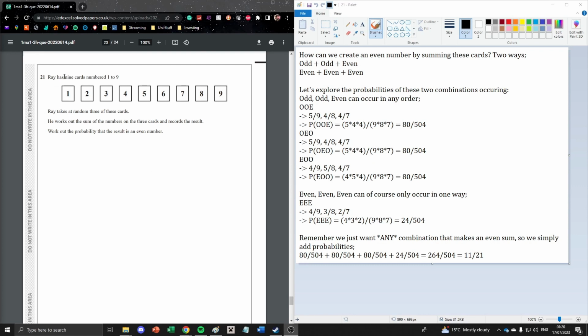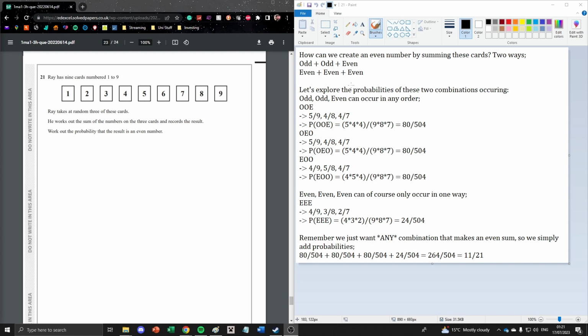Question 21 looks at probability. So we're told that Ray has got 9 cards numbered 1 to 9, and he's going to take out 3 of these cards randomly and work out the sum of these 3 cards and record the result. And we're asked to work out the probability that the result is an even number. So if we take 3 of these cards, how can we actually make an even number? So there's 2 ways to do it. We can either pull out 2 odd cards and an even card, or 3 even cards. Any other combinations will result in an odd number.